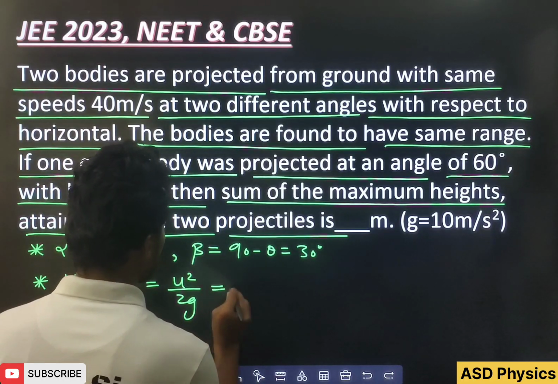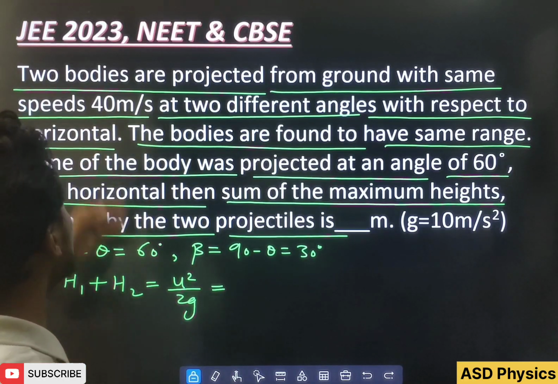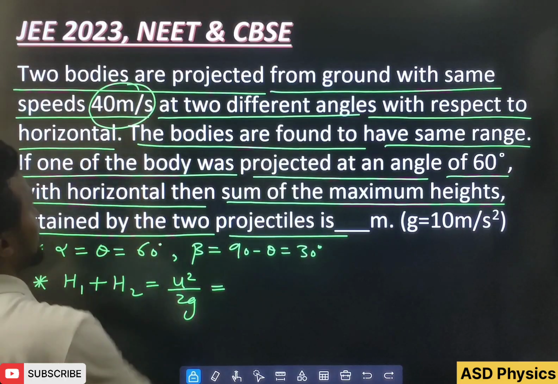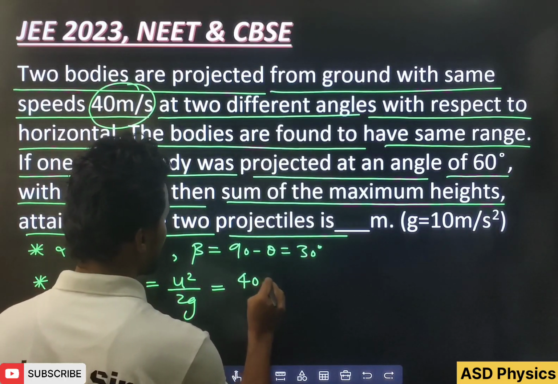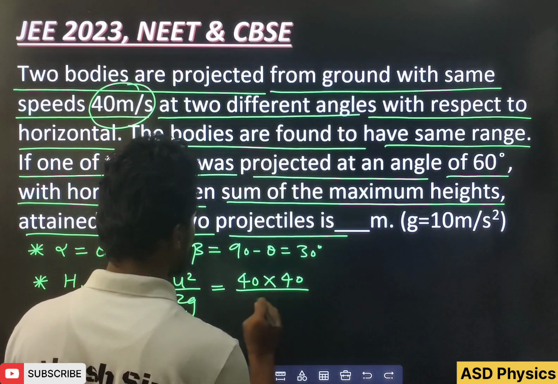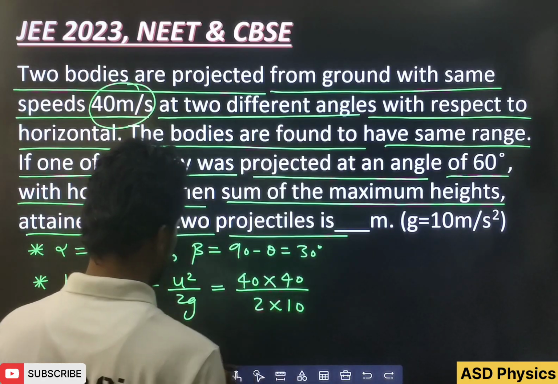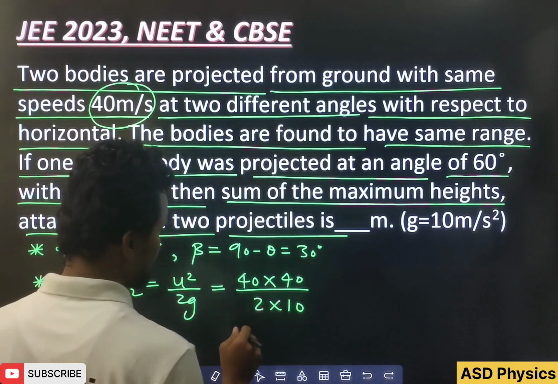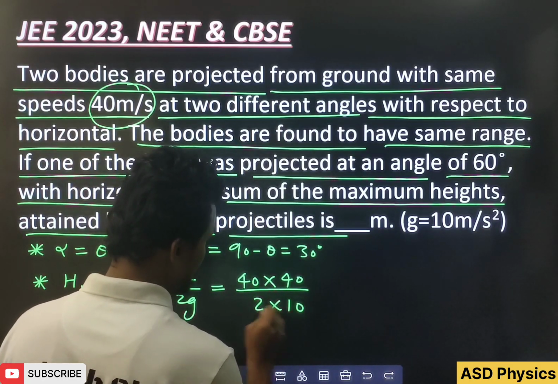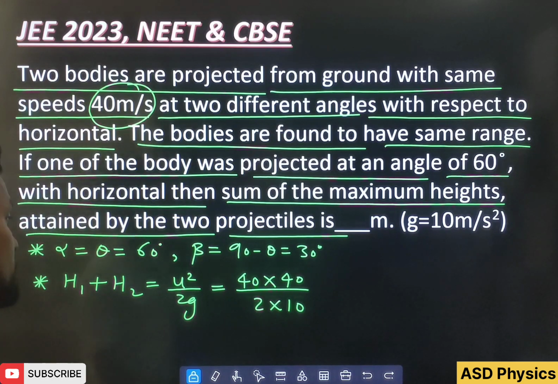So what is this? u square by 2g. What is the value of u? You can see very well, 40 meter per second. So I can write here 40 into 40 by 2 into 10. Okay, then let's cancel here. So we can write here 40 into 40 by this one.